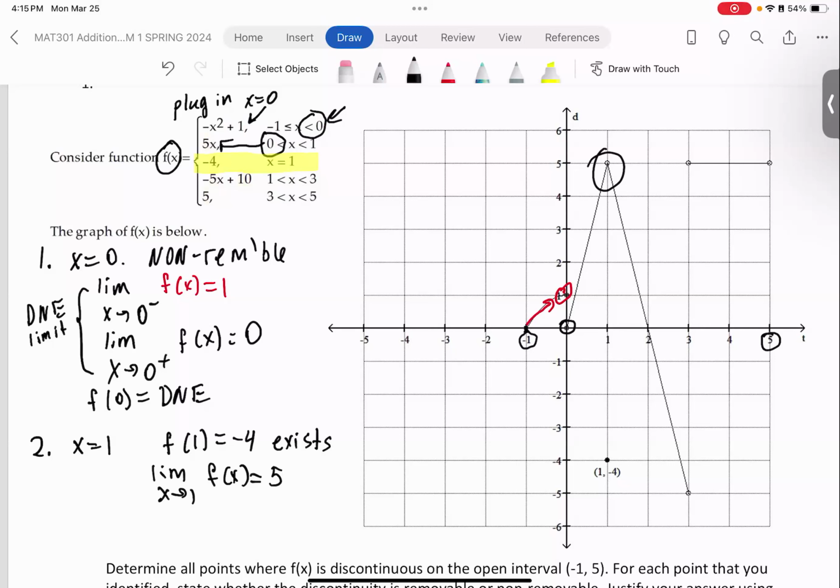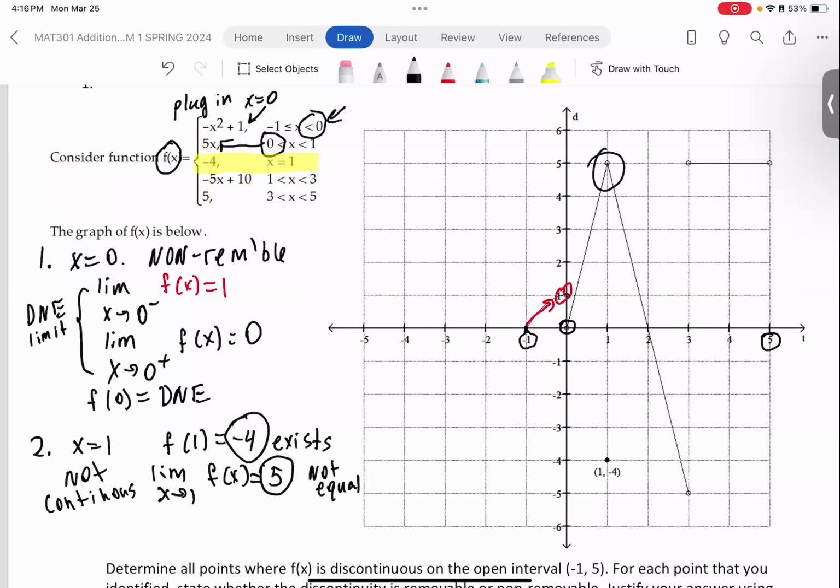Okay, so what do we say? The point is at -4, the limit is 5, so they're not matching. Therefore, is it continuous? No, we already said that x equals 1 is a problem. So it's not continuous. Why? The limit does exist, but the limit and the point don't match each other. They're different values, so they're not equal. That's why it's not continuous.